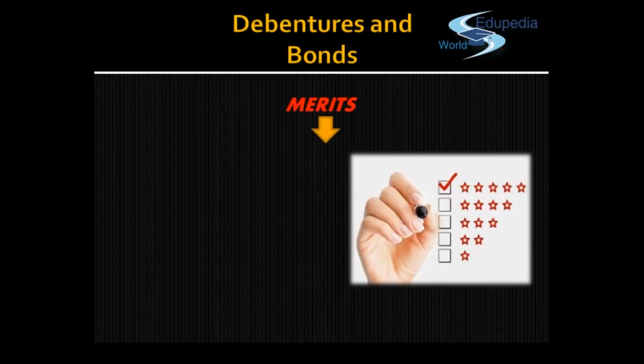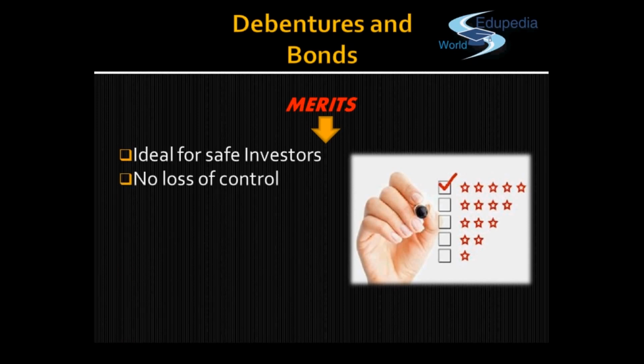Now let us see what are the advantages of debentures. Number one advantage is ideal for safe investors. It is preferred by investors who want fixed income at a lesser risk. So there is no risk in this. So that's why they are preferred by the safest investors, the investors who want their money to be safe. Second advantage is no loss of control. Debentures do not dilute the control of equity shareholders on management as they do not carry any voting rights.